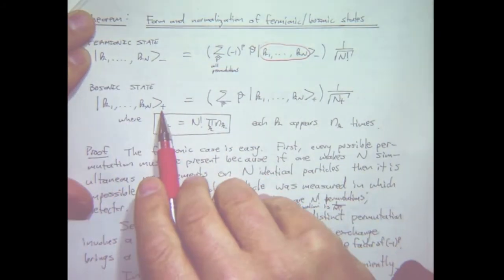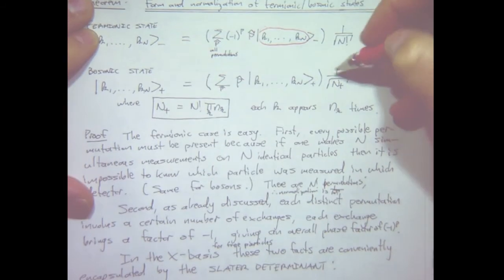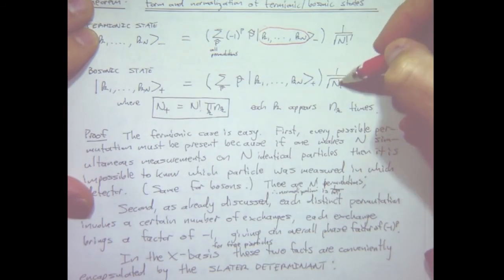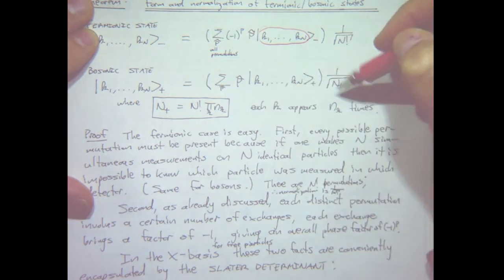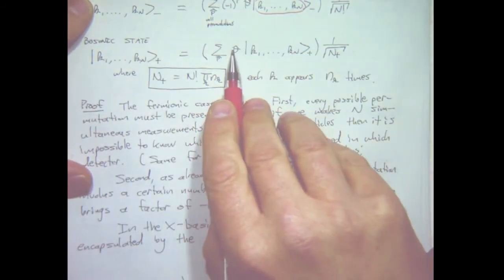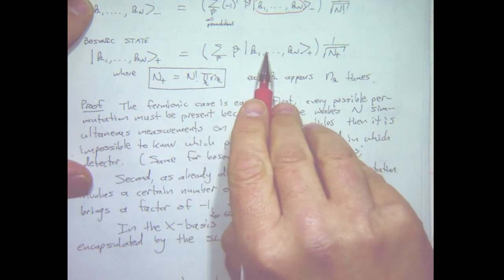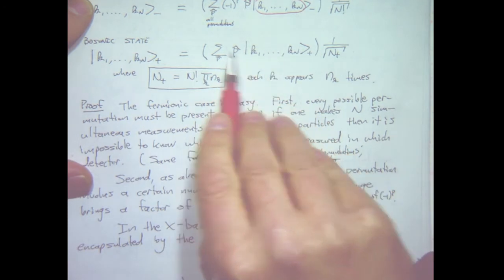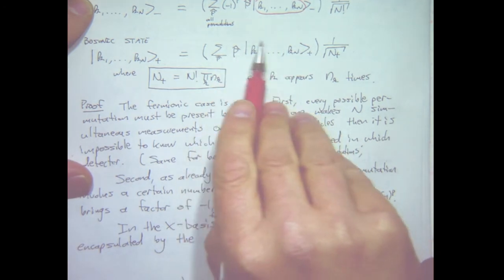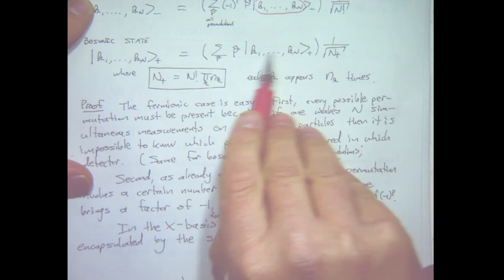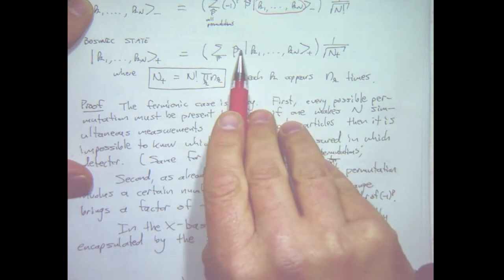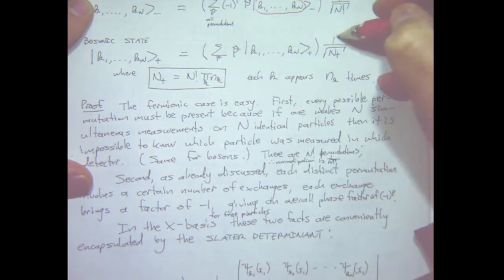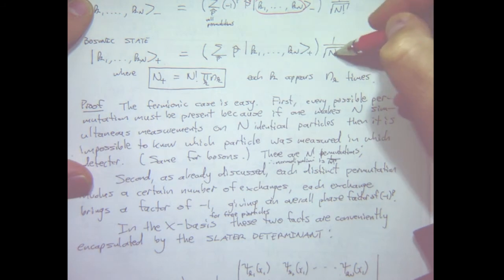For bosonic states, where you see these kets with a plus sign, you're going to have the normalization 1 over square root of this n plus. This n plus, you'll see what it is in a minute. But here it's very simply, you just have all plus signs and all possible permutations. So for bosonic states, this part here is easy. You just have all permutations of the k's and just add them up. But the normalization is a little bit complicated. 1 over square root of n plus.